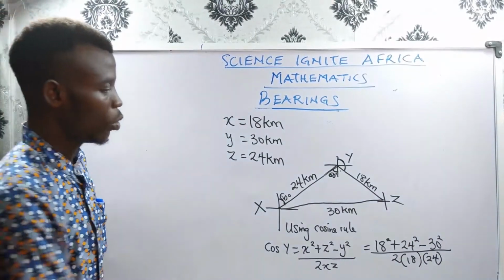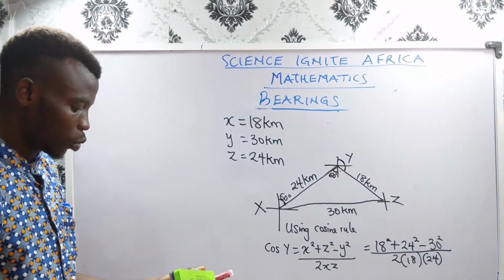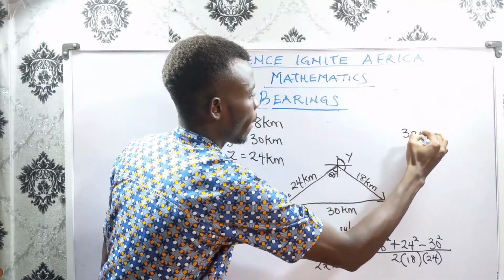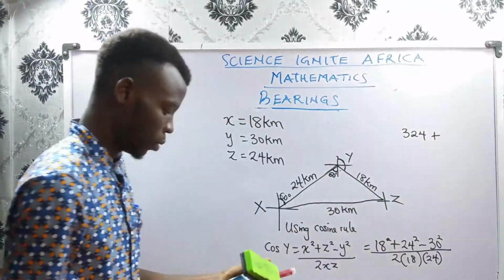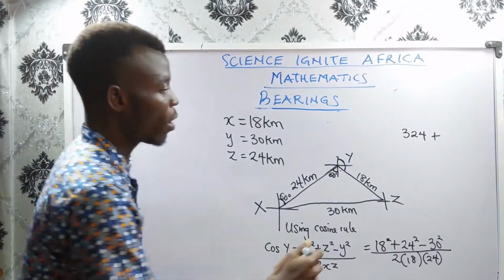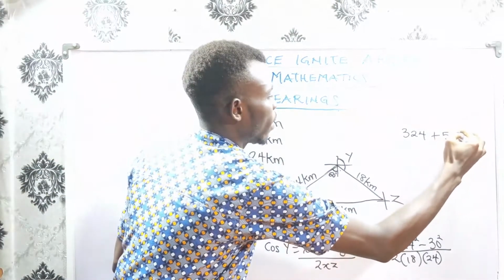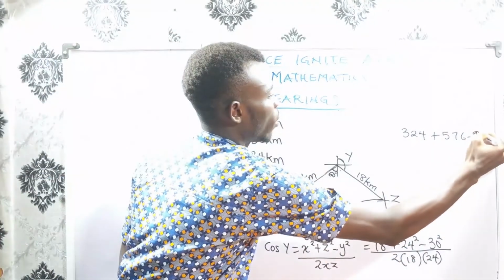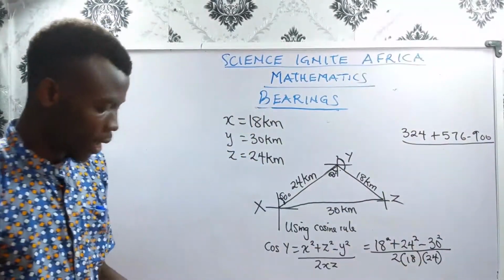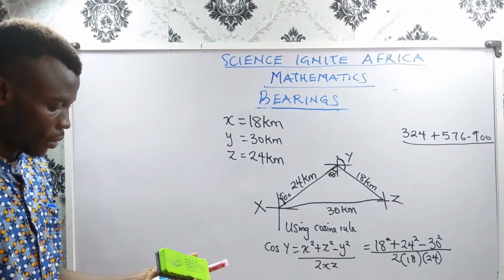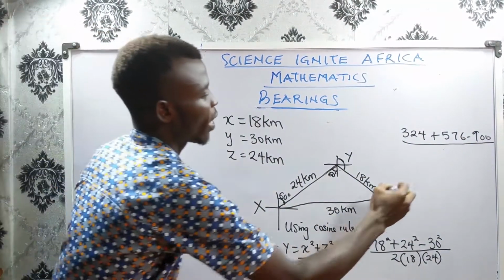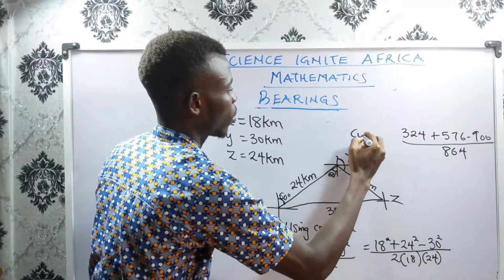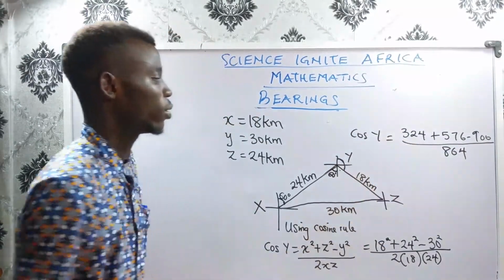All right, so we start. 18 squared gives us 324, 24 squared gives 576, and 30 squared gives us 900. Divided by 2 multiplied by 18 multiplied by 24, we have 864. That is cos y equals this.